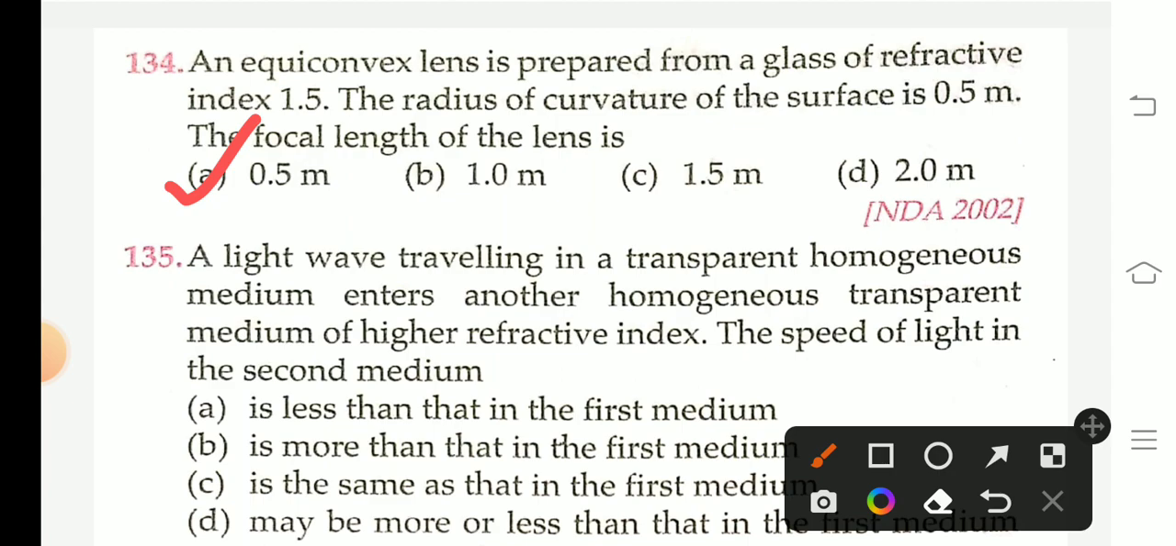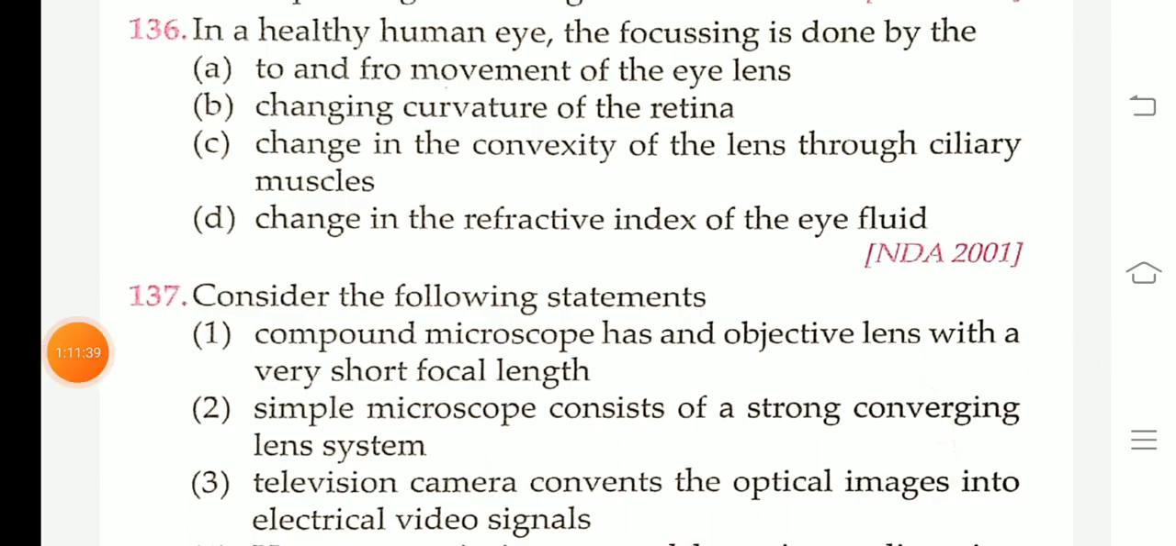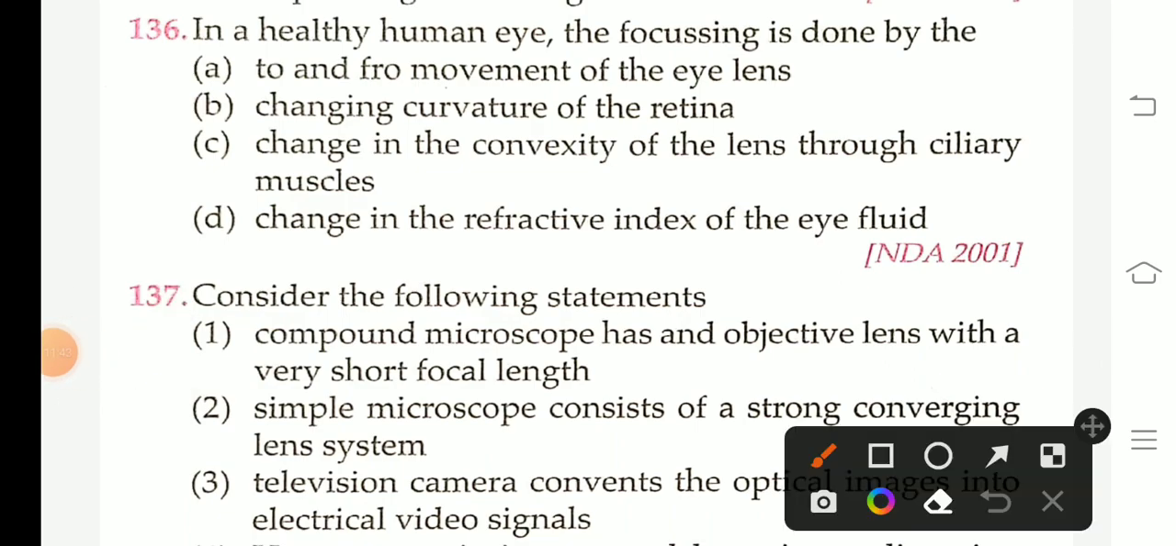Next, a light wave traveling in a transparent homogeneous medium enters another homogeneous transparent medium of higher refractive index. The speed of light in the second medium, right answer will be option A, is less than that in the first medium. In a healthy human eye, the focusing is done by, right answer will be option C, change in the convexity of the lens through ciliary muscles.